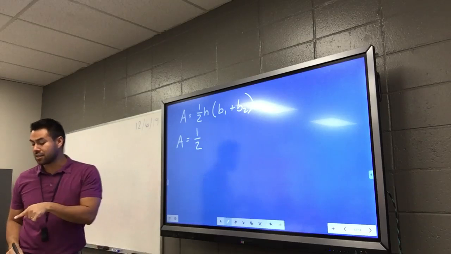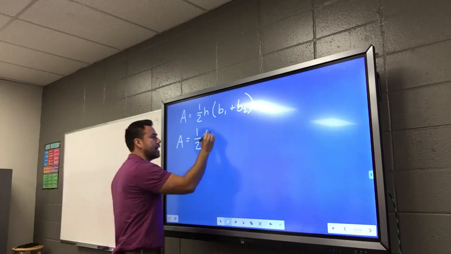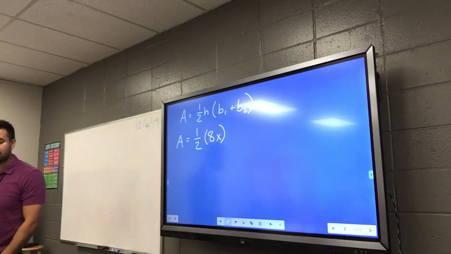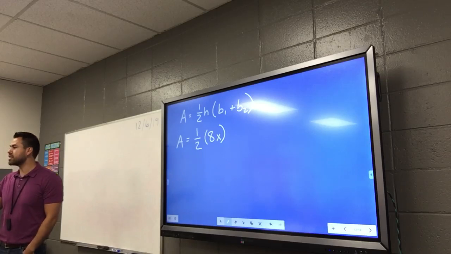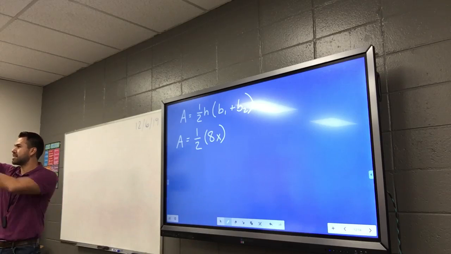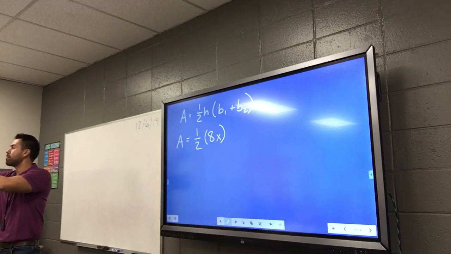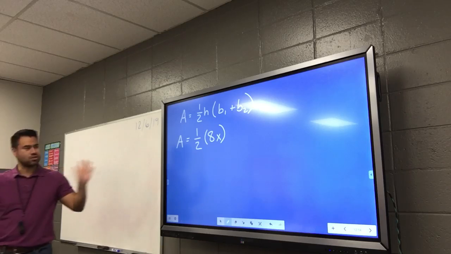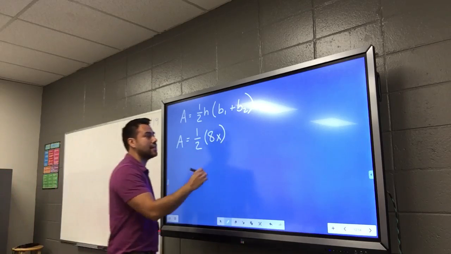All right, the height, though, that's pretty clear, is 8x. That is 8x. The definition of the height of a trapezoid is the distance between the first base and the second base that forms a perpendicular line. All right, so that's why it has that right angle. That's just a definition.